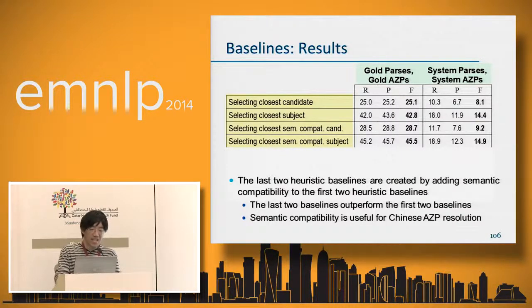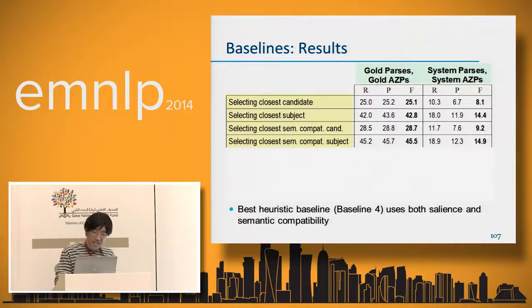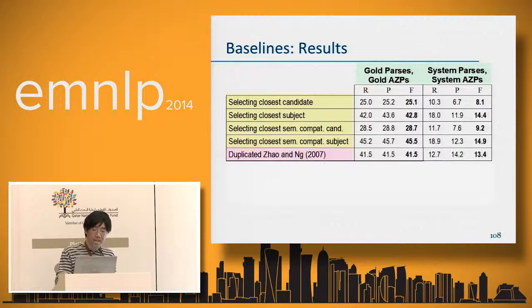And you can see that these last 2 heuristic baselines are created simply by adding semantic compatibility to the first 2 heuristic baselines. If you compare the last 2 baselines with the first 2 baselines, you can see that the last 2 outperform the first 2, meaning that semantic compatibility is indeed useful for Chinese anaphoric zero pronoun resolution. And you can see that the best heuristic baseline is the last one, and it uses both salience and semantic compatibility. Now let's take a look at our first learning-based system, which is the Zhao and Ng system.